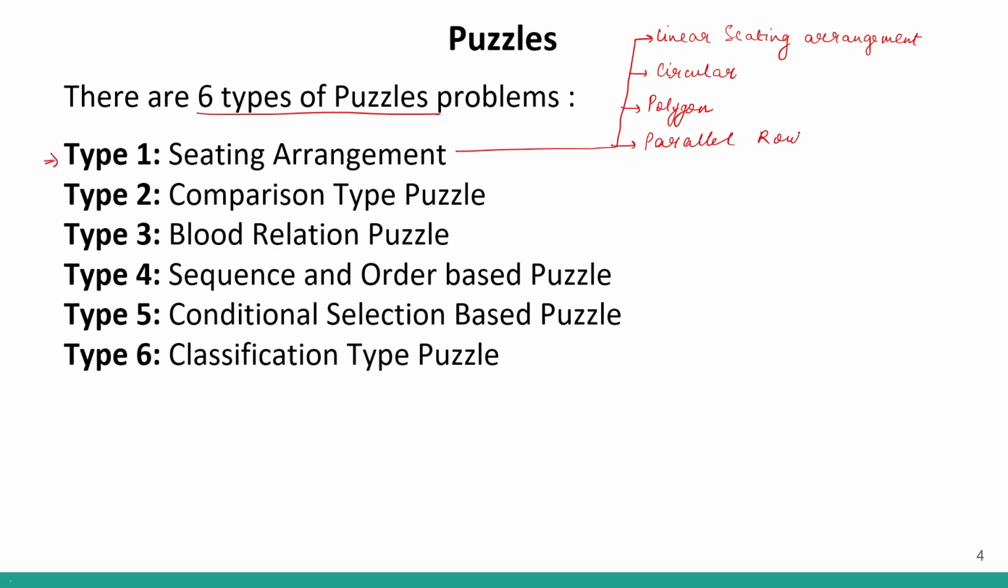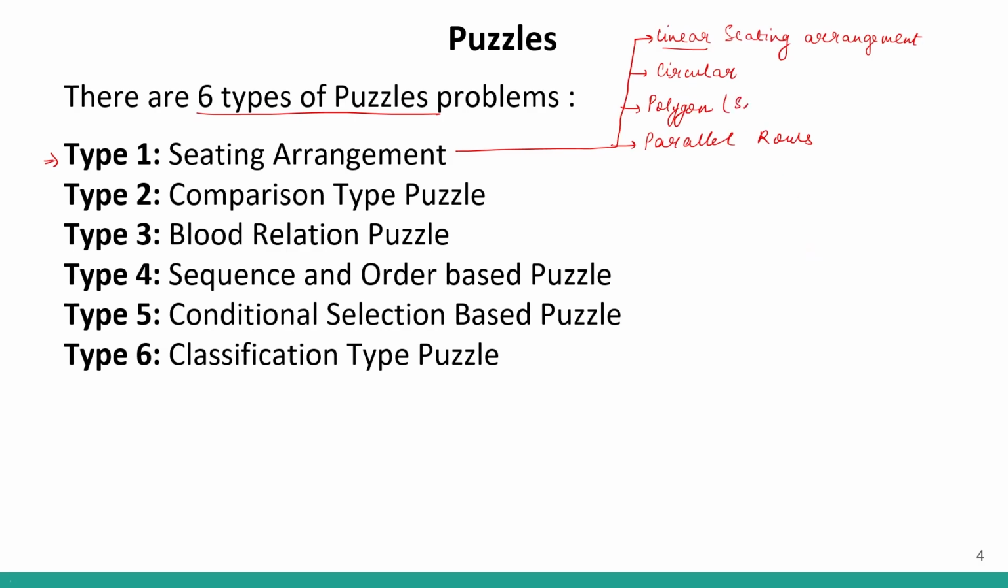So, what do we mean by this? Linear seating arrangement means everybody is sitting in a row. Let's say there are five people, one, two, three, four, five. They are sitting over here. They can be facing north, south, east or west. So this is your linear seating arrangement. Circular seating arrangement, as the name suggests, means they are sitting in a circle. They can be facing inside the circle, they can be facing outside the circle. There could also be some people facing inside, some people facing outside.